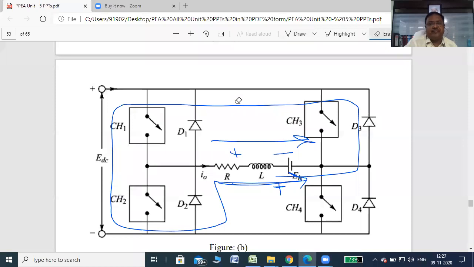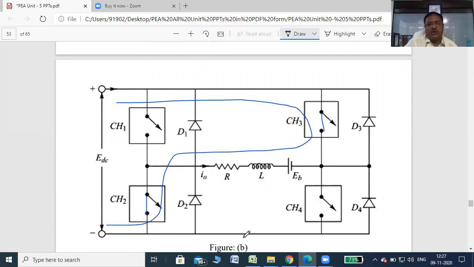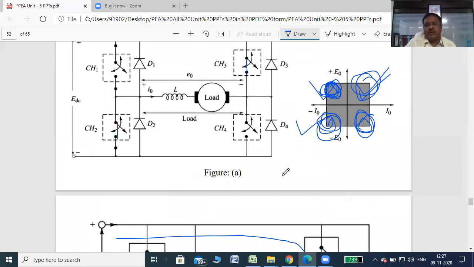Then in the third mode of operation, when chopper 3 and chopper 2 are on, this time the current and voltage both are negative. The inductor stores the energy with the polarity like this. This time the voltage is negative as well as the current is also negative. So we will get a third quadrant operation.